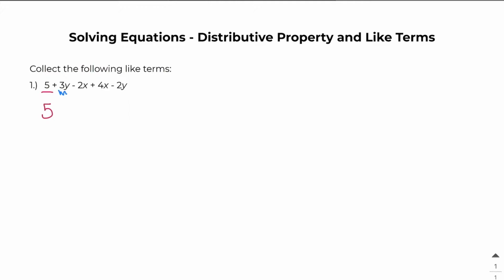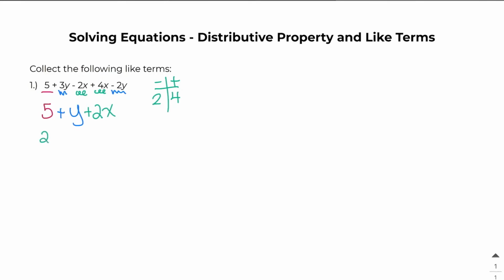But then we have this 3y, and the other term that's like this 3y is this negative 2y because they both have y's to the power of 1. So if I have 3y's and I take away 2y's, then I have 1y left over. And then here we've got this negative 2x and this positive 4x. So team negative 1, 2 points, team positive 1, 4 points. So team positive 1 by 2 points, but it's x, so we have to say 2x.